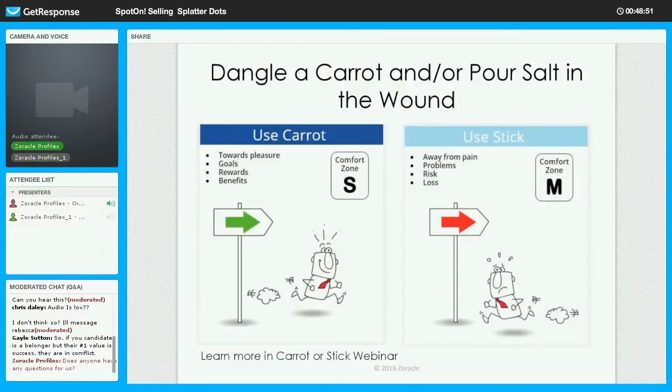Perfect. And like I said, Steve, I'll get you that. And then Debbie had a question. She said, splatter dot conflicts may be from something happening now or deep rooted. So should we ask questions to determine which? And then is the approach different depending on the two?